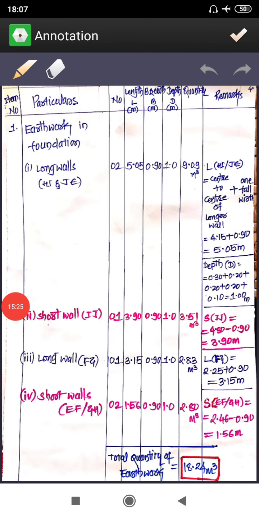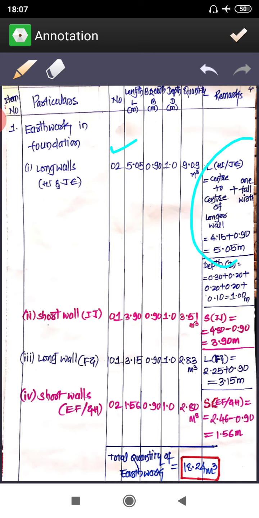The first quantity is earthwork in foundation. See that I have divided the whole section, right? Here I have written long wall, short wall, long wall, again short wall. This is the same thing I'll be carrying for each and every item, right? Now see earthwork in foundation, the first long walls to be constructed are HI and JE. So the numbers are 2 and I have written how I got that length. See, we know what is quantity?